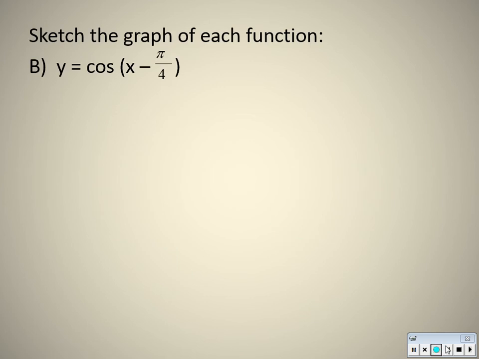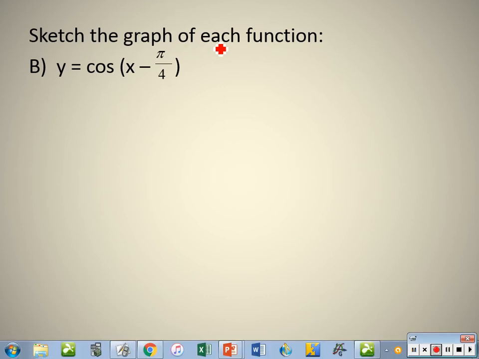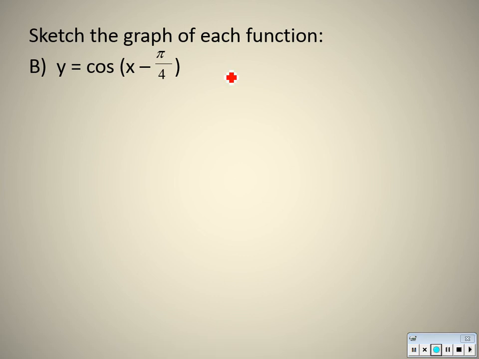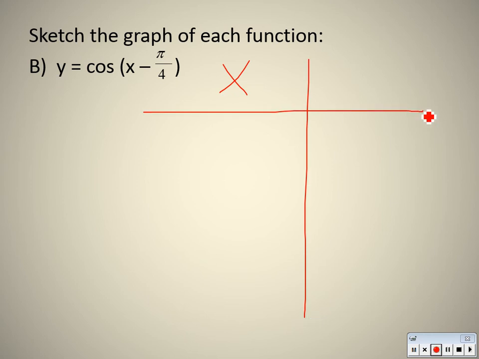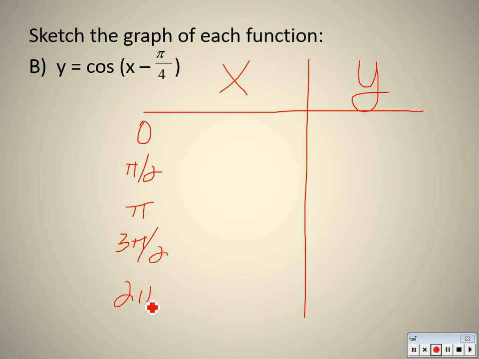I got the same kind of thing here. So with cosine of x minus pi over 4, what I'm going to have here is my table of values. So for cosine, my originals are 0, pi over 2, pi, 3 pi over 2, and 2 pi. And so for my y's, I have 1, 0, negative 1, 0, and 1. So since it's x minus pi over 4, remember subtracting shifts the graph to the right. So mathematically speaking, if I'm going to shift to the right, I want to add pi over 4 to each one of these x values.